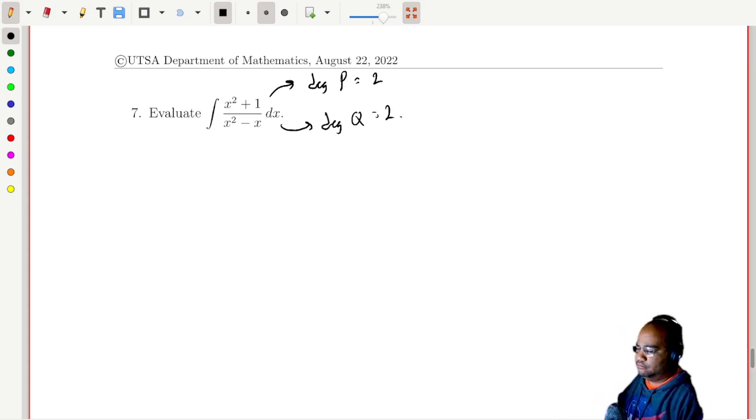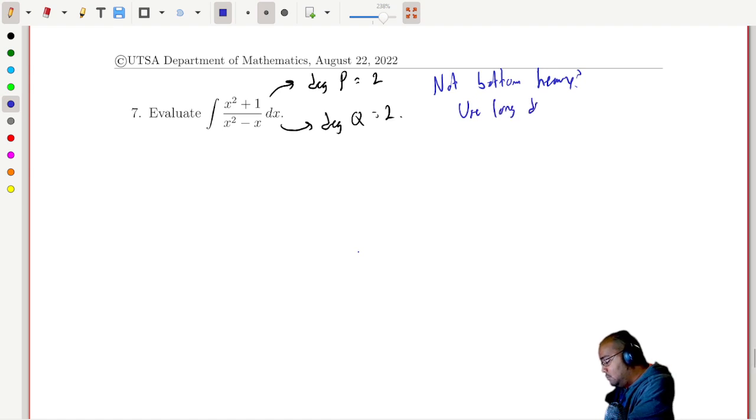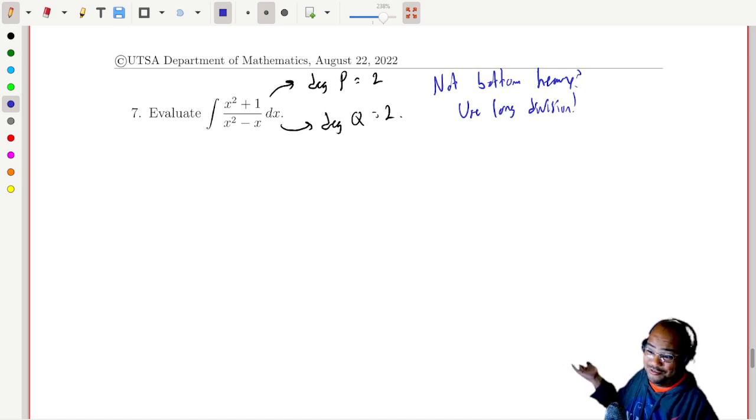So what happens now? Do we just give up? Well, no. We can still do something here. We have to use polynomial long division. So if it's not bottom heavy, we use long division. There we go. Long division.